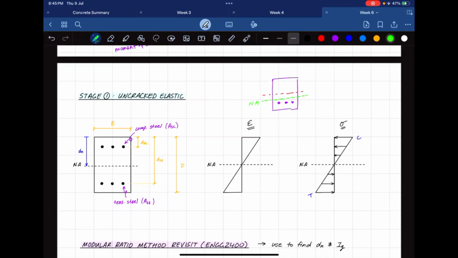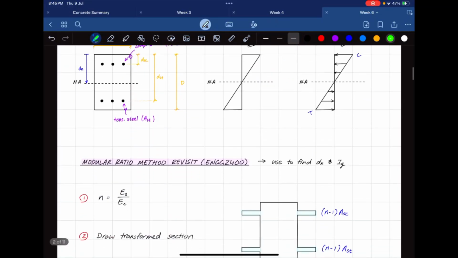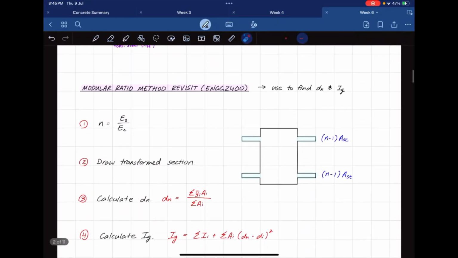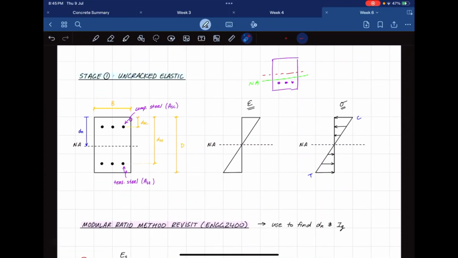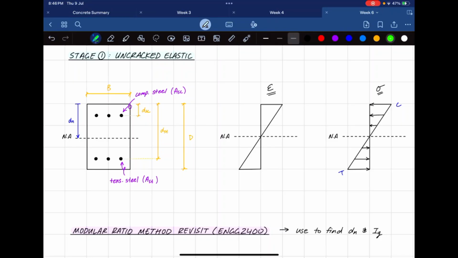I'll actually show you guys how to figure it out. This is a bit of a revisit to Eng 2400, but it's something called the modular ratio method. Depending on which side has more area or more mass, your neutral axis will shift that way. You kind of see it in the formula as well. But before that, I want to go through a few key values that you guys have to know.